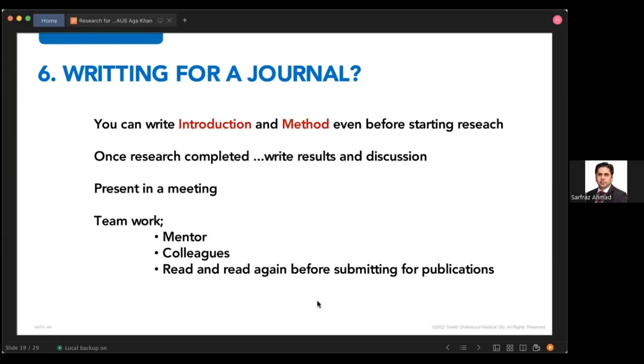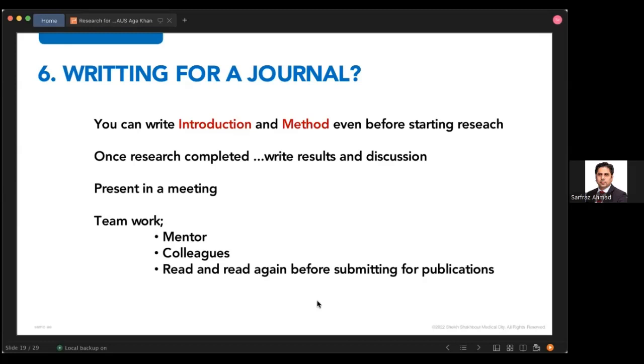In the discussion, you basically have to give a scientific justification for your results. Some results may not be accurate, there may be some flaws, and you just need to justify them with references, to get an idea of how you can formulate the discussion part of the paper. You need to present your work in meetings, not only local meetings but also international meetings. At those meetings you will be asked a few questions relating to the study, and these questions give you an idea of what you need to clarify when you're writing the discussion.